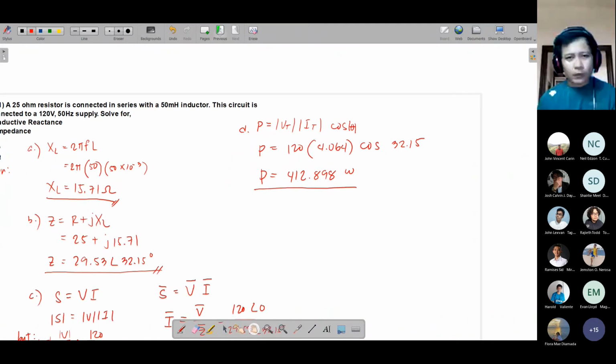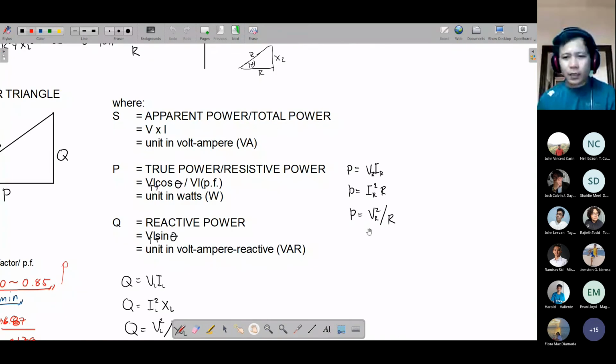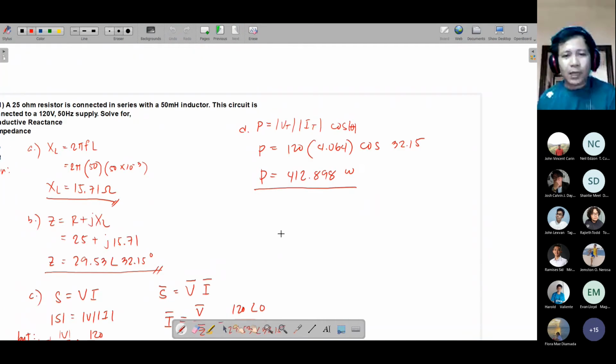Now, take note, you can also use another formula. I will use this formula. Since I already have the current total, and this is a series problem, the total current is equal to the current in the resistor. So, I can easily use this formula. If I use this one, the answers should be the same. If they are not exactly the same, the difference should be very small. Okay? Let's try.